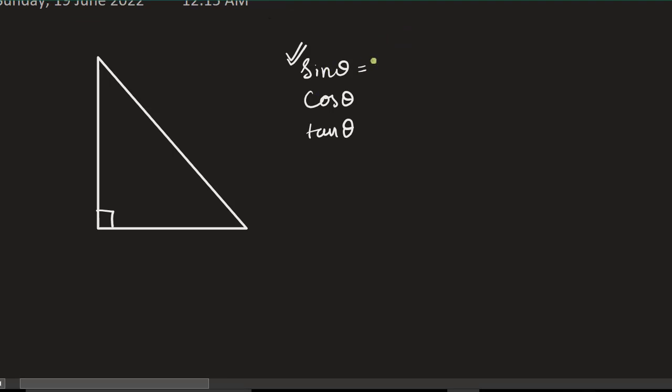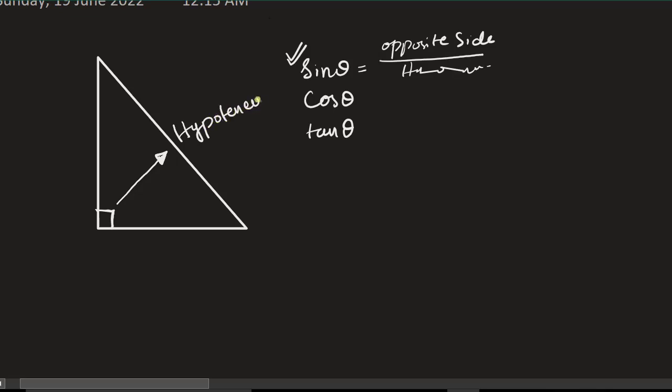So sine theta is actually the opposite side divided by hypotenuse. Now, if I make this 90 angle a base, then the opposite side of the 90 angle is called the hypotenuse. The side which is at the base of the 90 is simply called the base, and the vertical side is called the perpendicular.